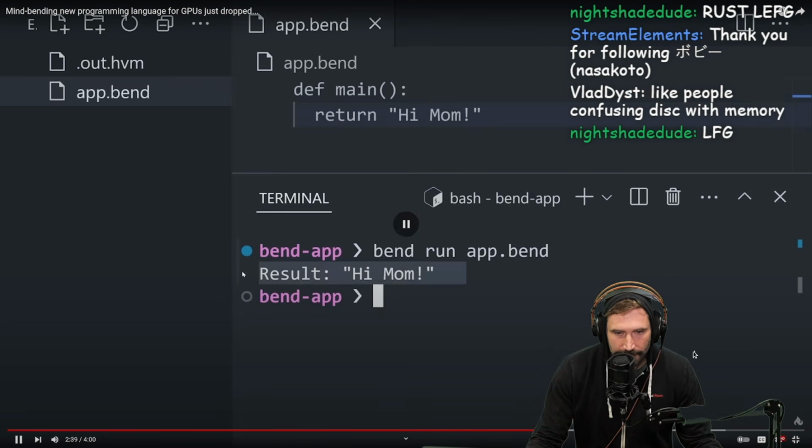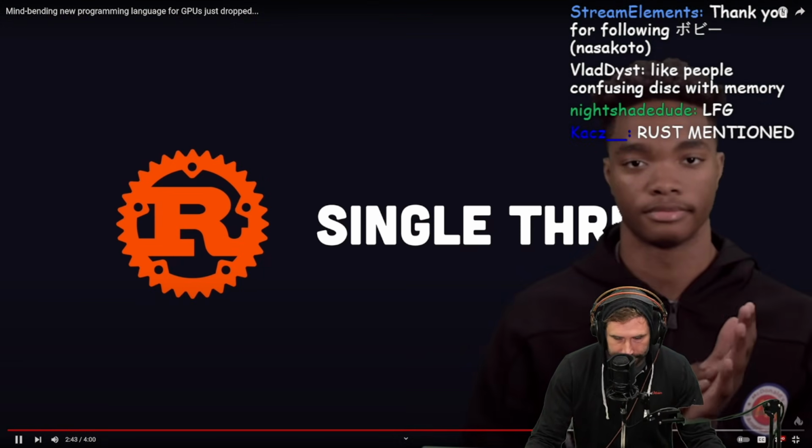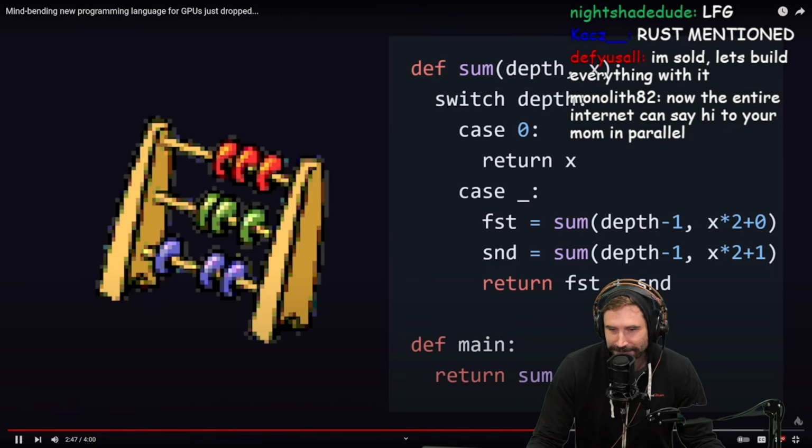By default, this is going to use the single-threaded Rust interpreter, correct? Yeah. Use the Rust interpreter, which will execute it sequentially, just like any other boring language. But now here's where things get interesting. Imagine we have an algorithm.